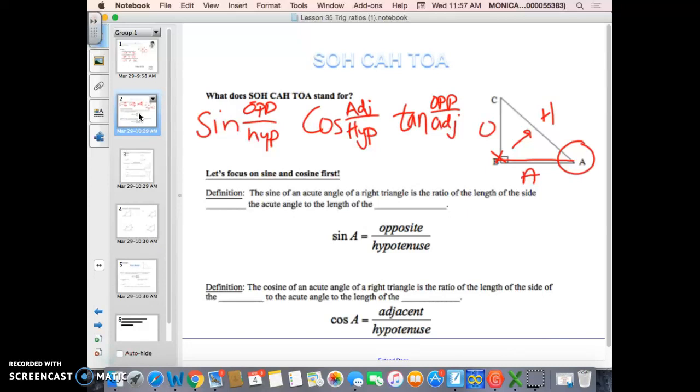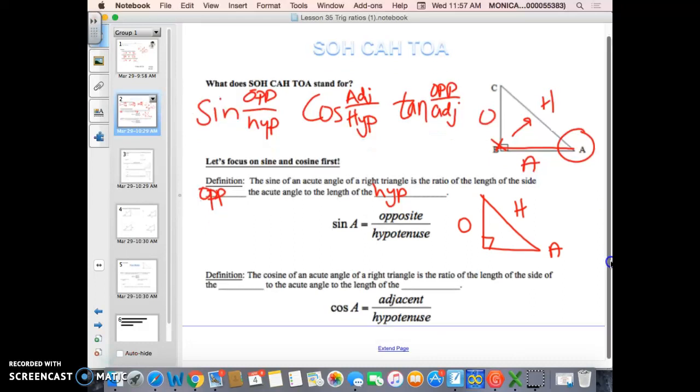So if I'm looking at the ratio of the side length opposite to the acute angle to the length of the hypotenuse, that is what we call sine, right? So sine is opposite over hypotenuse. So if you drew this out, it would be this side here and this side here.